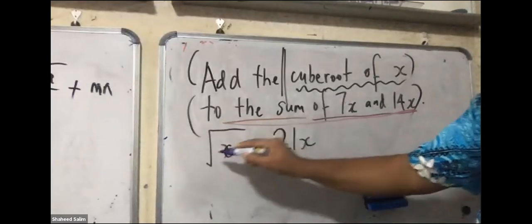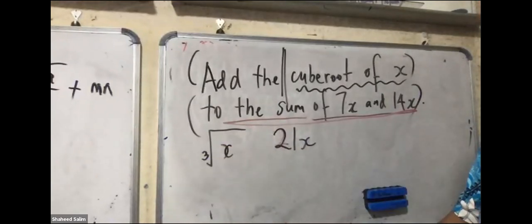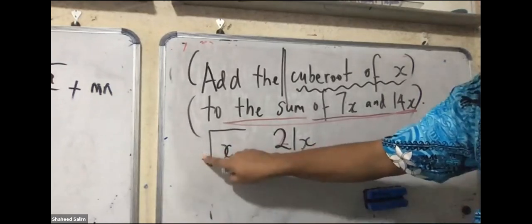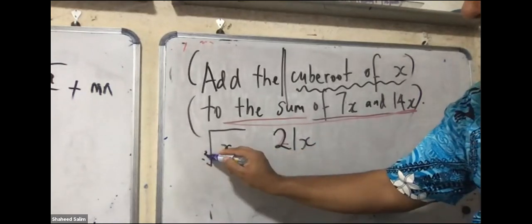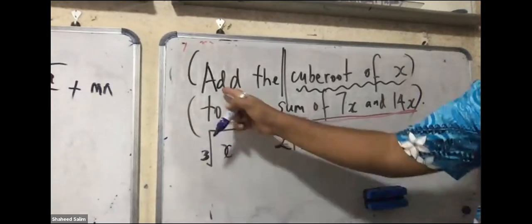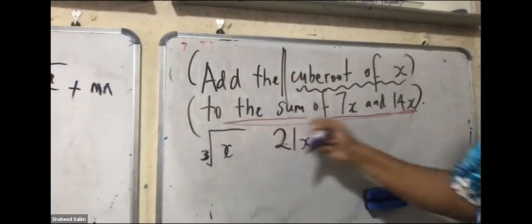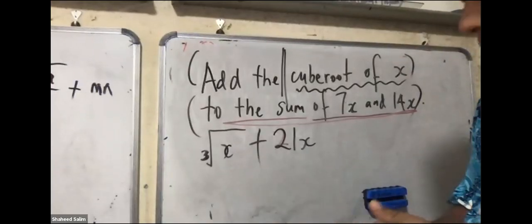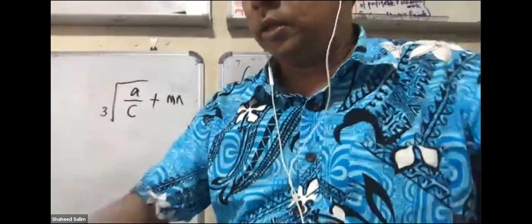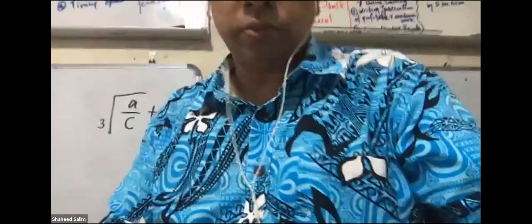Cube root of x, just like that. This is cube root. Without the 3 is square root. Okay, but we'll get cube root. Now the last one, add it. So what do you do? Add the cube root of x to the sum, plus. That's it. So you remember, you need to break it up into simpler parts. Okay. So let us now continue.